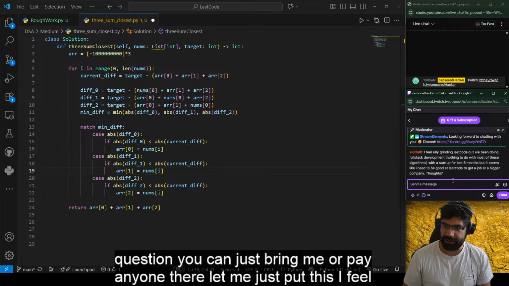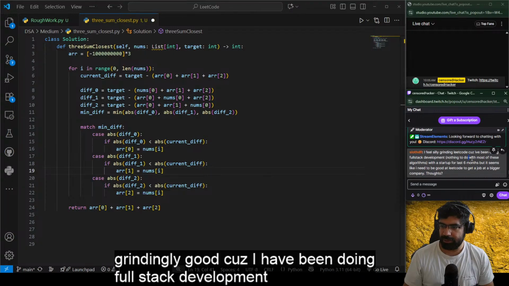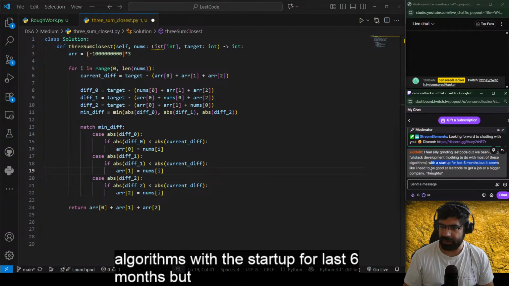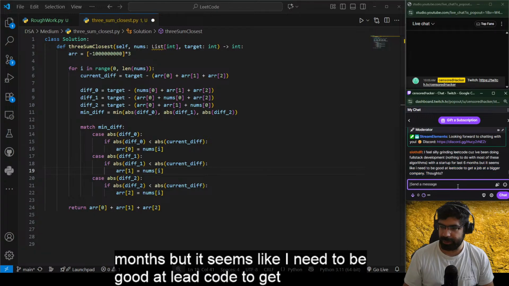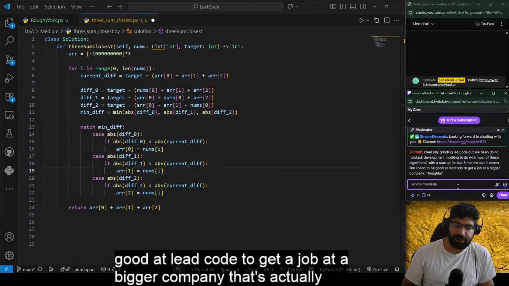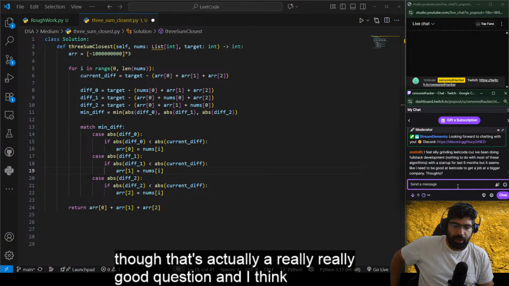I feel silly grinding LeetCode because I have been doing full stack development, nothing to do with most of these algorithms, with a startup for the last 6 months, but it seems like I need to be good at LeetCode to get a job at a bigger company. That's actually a really good question, and I think a lot of people don't realize it.